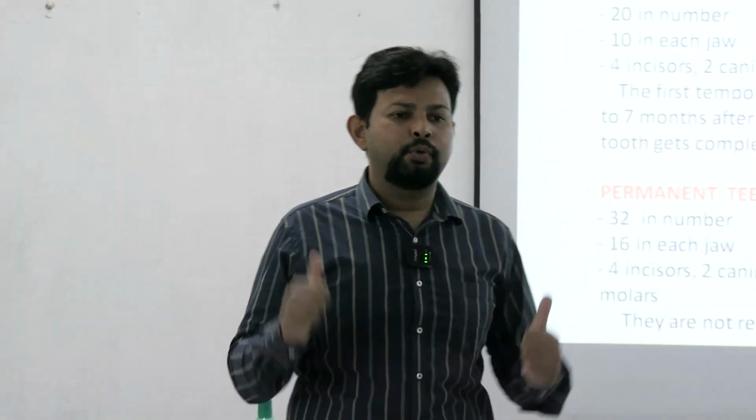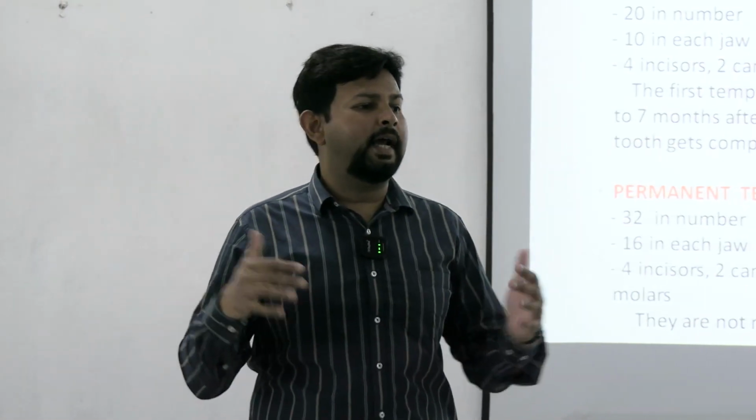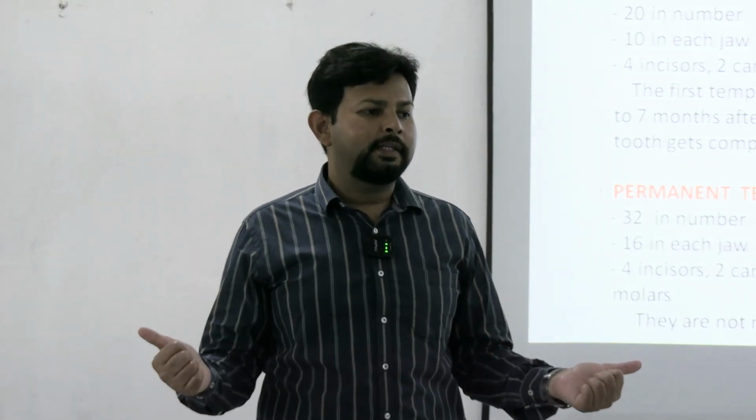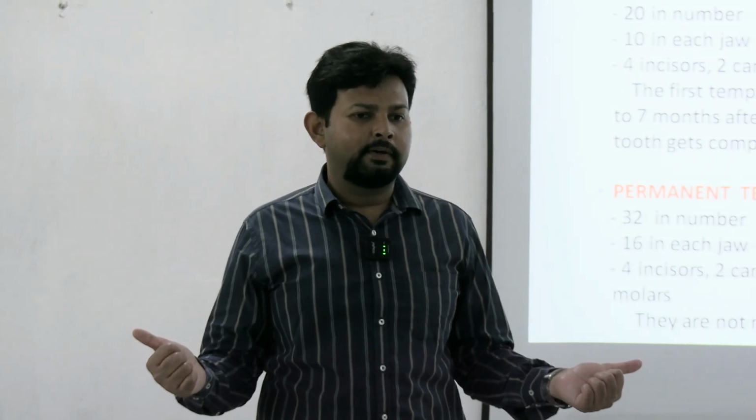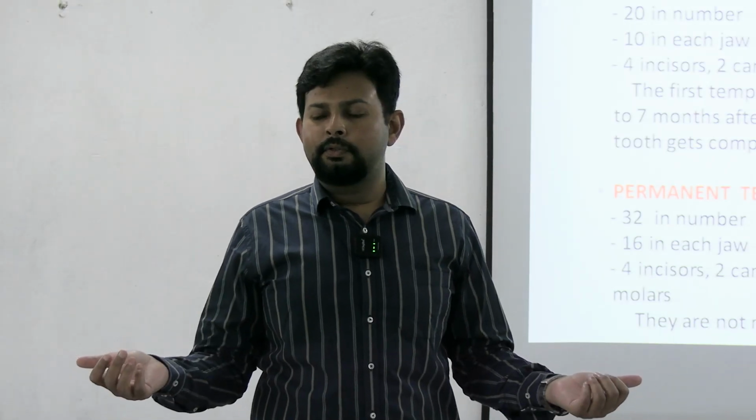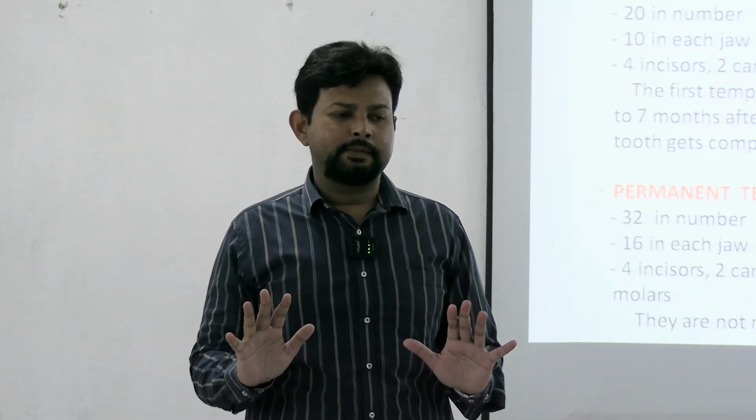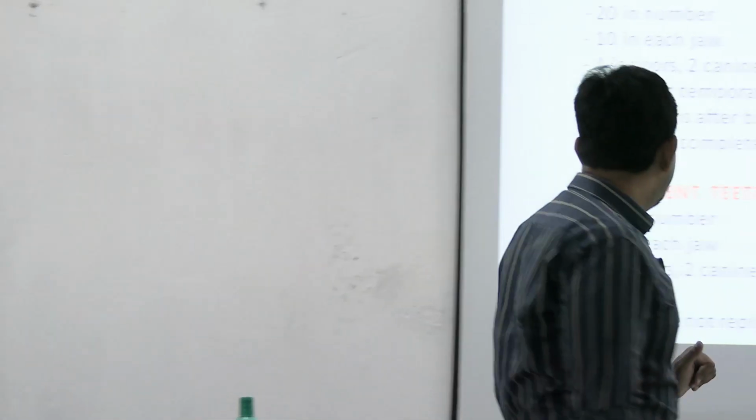In adults, the superadded teeth are the molars. That is the catch point, molars. So how many molars? 12 molars. Right? 4 into 3 is 12, right? 12 molars, they are superadded teeth. They didn't have their ancestor. Who are their ancestors? Milk teeth. So clear? Superadded teeth. Okay.